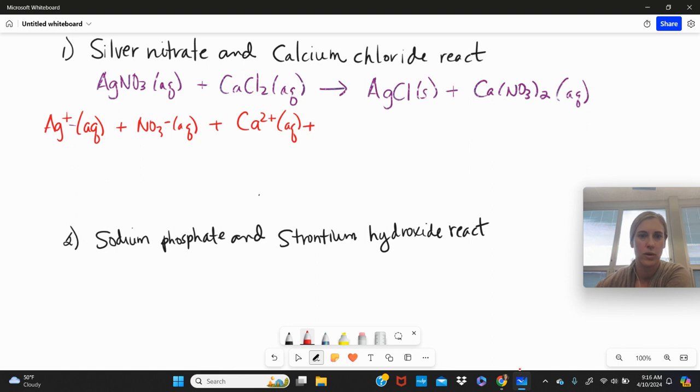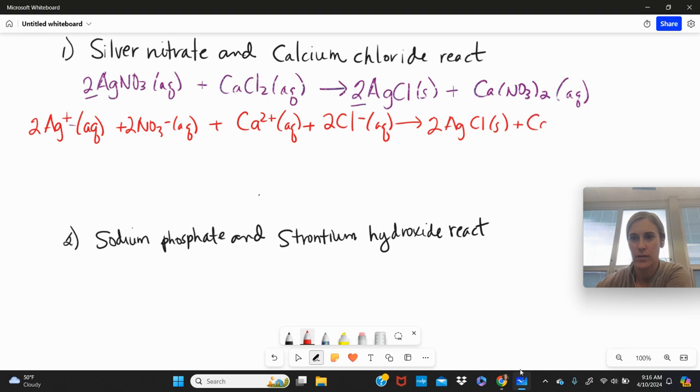there's 2 chlorides. Oh, I forgot to balance. Let me go back and do that. Do we need a balance? We do. I'm going to put a 2 here and a 2 here. My bad. I'm going to fix that. So there should be 2 of these and 2 of these. All right. Keep going here. Now this is solid, so we do not want to break it up. But we do want to break up the calcium and the nitrate because they remained aqueous.